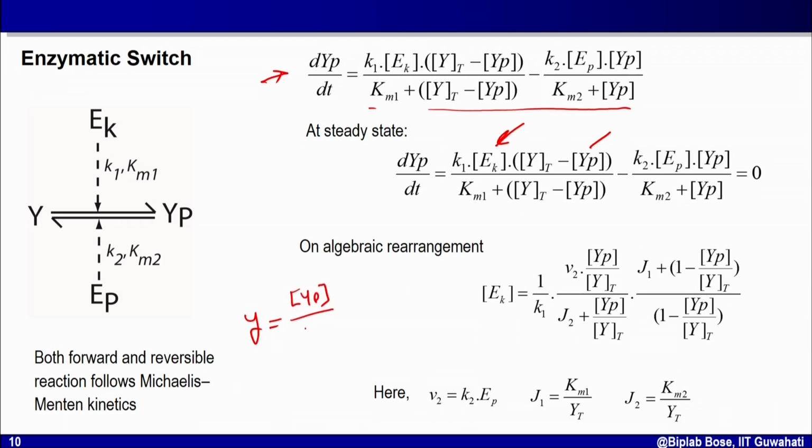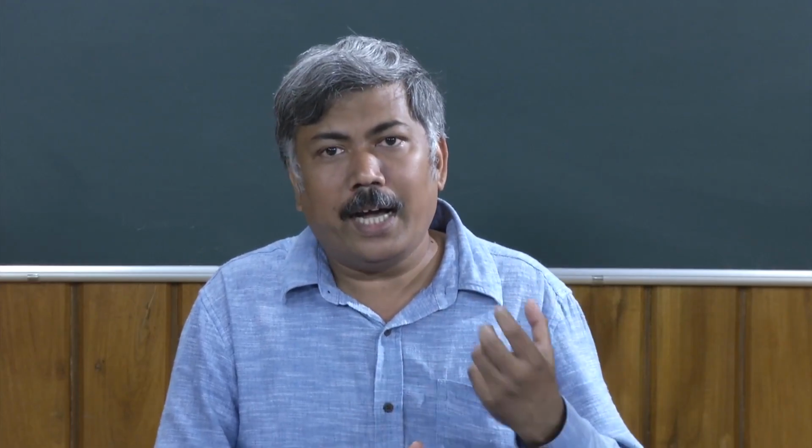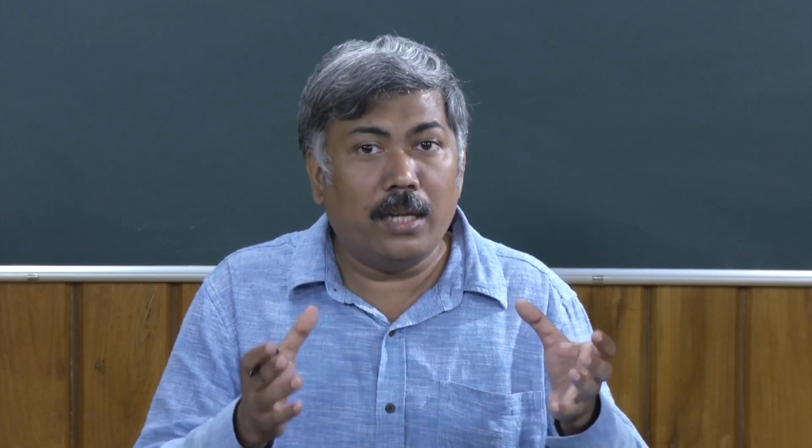So Yp divided by Yt is nothing but the fraction of Y which is phosphorylated. And in fact, a biologist can measure this, that is Yp by Yt, the fraction of the total protein Y which is phosphorylated, by different assays. For example, Western blot, by ELISA. I can actually measure not the total or real number of protein which is phosphorylated, but I can measure the fraction of the total protein which is phosphorylated.